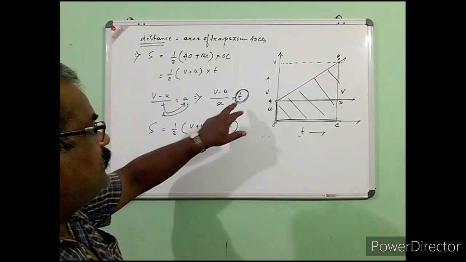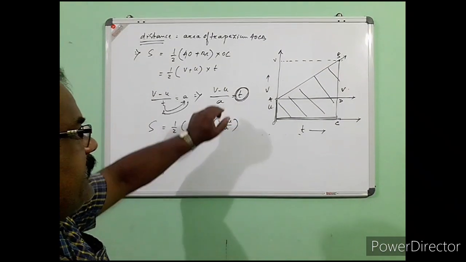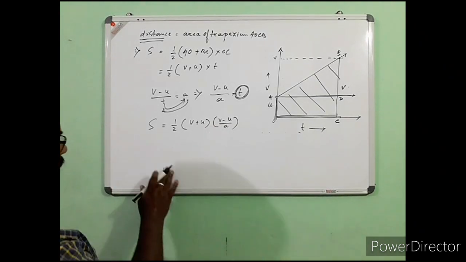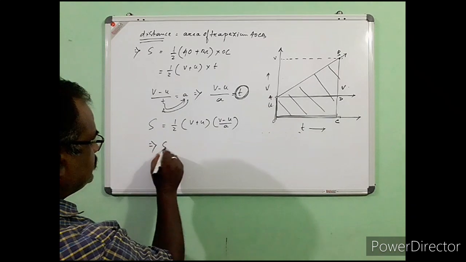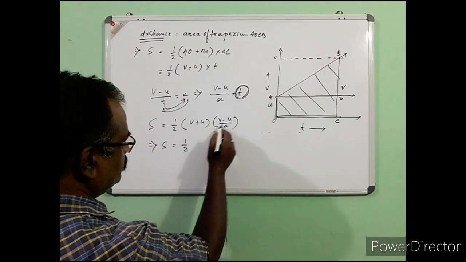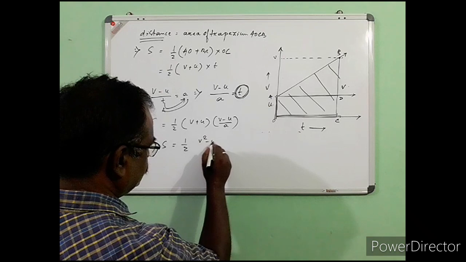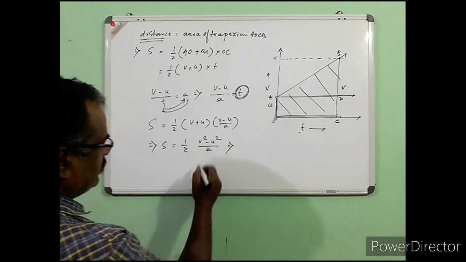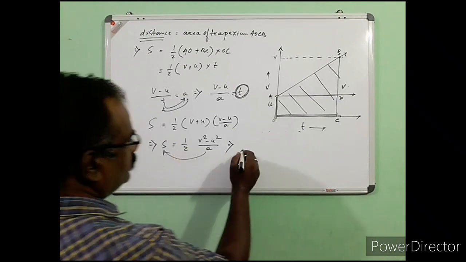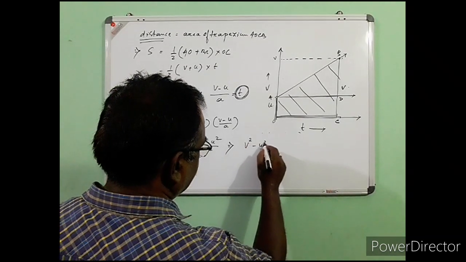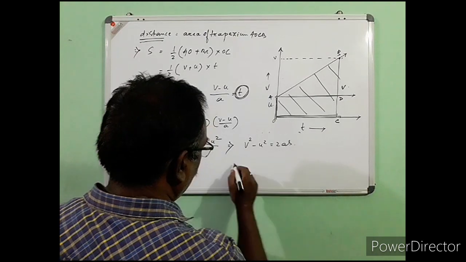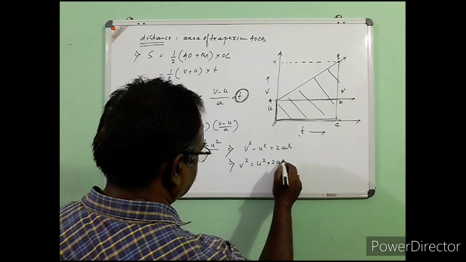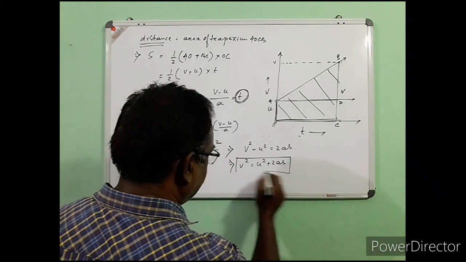So taking the value of T as (V minus U) by A, we have S equal to half into (V plus U) into (V minus U), that is (V square minus U square) by A. In other words, by cross multiplication we get V square minus U square equal to 2AS, or V square is equal to U square plus 2AS. This is your third equation of motion.